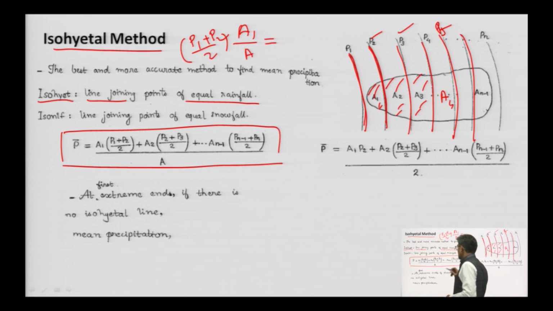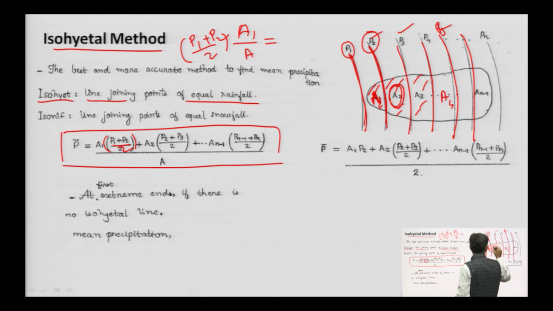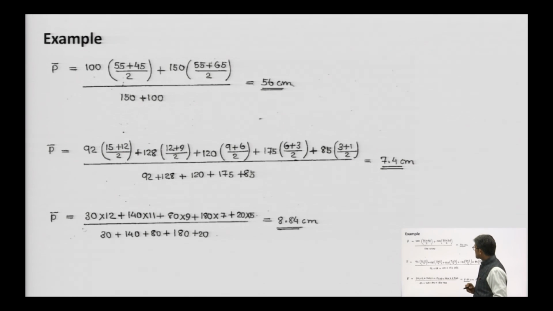A1 is this one, and the isohyet lines are P1 and P2, so the mean of the precipitation will be taken. Mean of the precipitation, P1 plus P2 by 2, into A1. And similarly, for this area A2, multiplied by the mean of the precipitation P2 and P3, and so on. So, this is the isohyetal method.